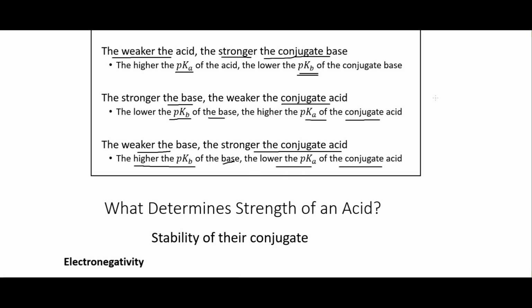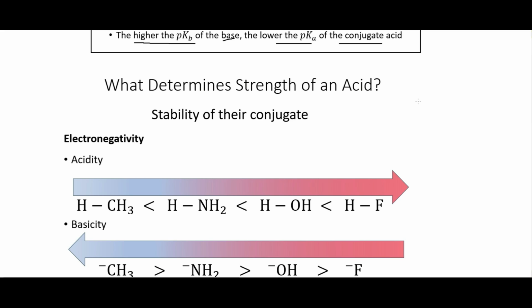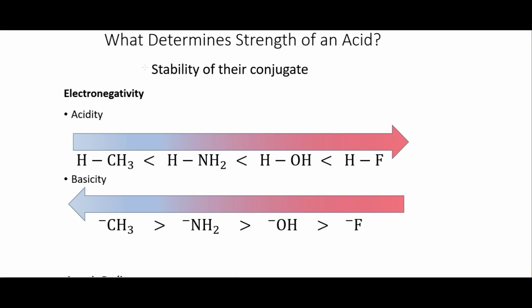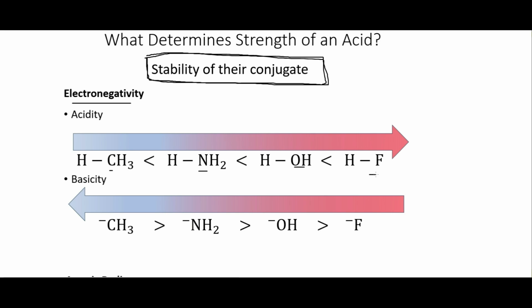And so that can segue into what determines the strength of an acid. The main thing probably is the stability of the conjugate base. This is probably the biggest thing here, but there are four ways that I'm going to talk about that can make the conjugate more stable. One of them is electronegativity. We see going from C to N to O to F, so carbon to nitrogen, oxygen to fluorine, the acidity gets stronger and stronger.